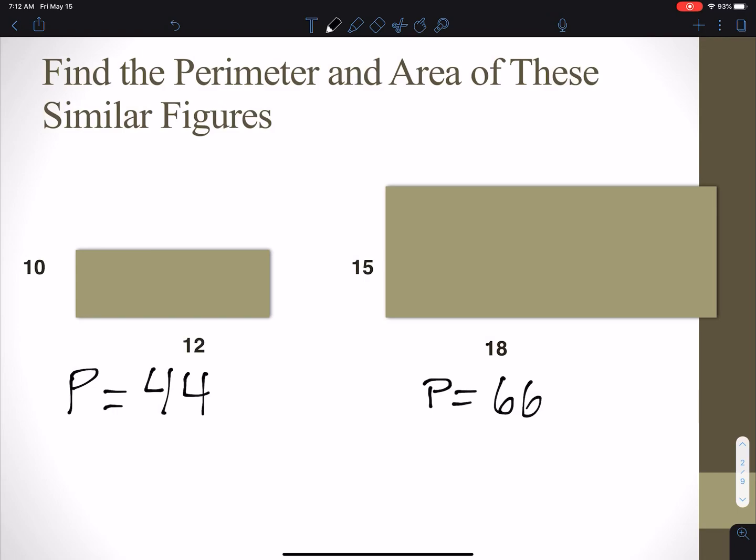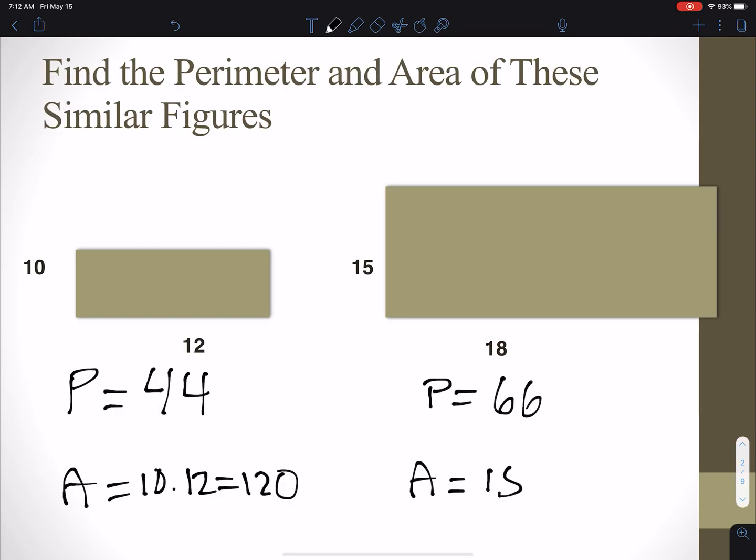Okay. Now, let's find our area. Area is 10 times 12, which would be 120. And then area of my big shape would be 15 times 18, which would be 270.